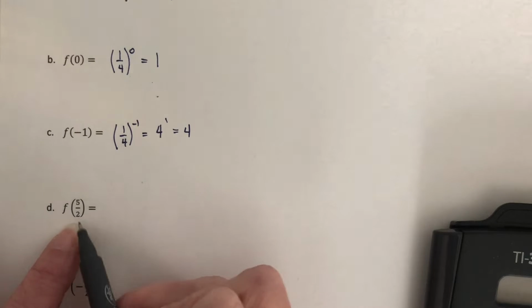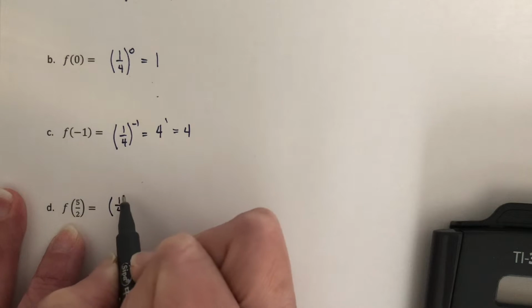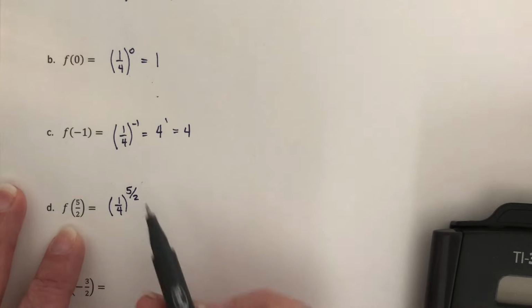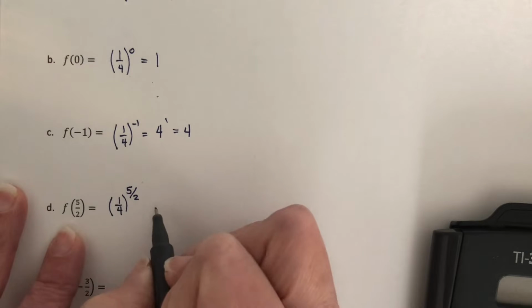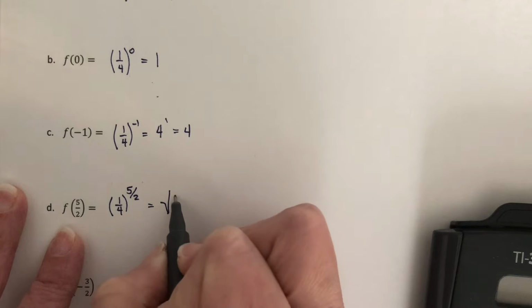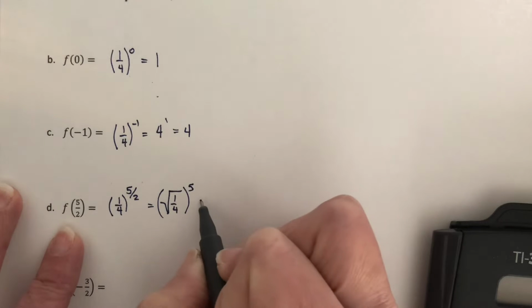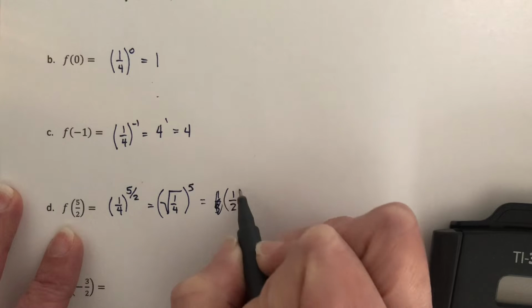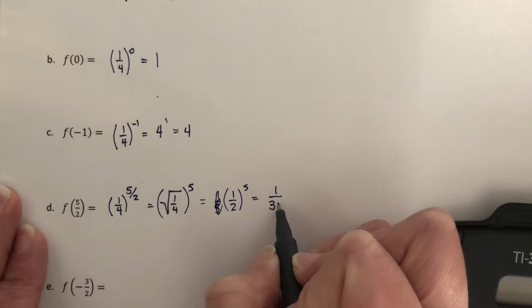F of 5/2. So this is 1/4 to the 5/2 power. Now, to remind you what a fractional exponent is, the denominator is your root, so this is a square root raised to the 5th power. So this is 1/2 raised to the 5th power, which is 1/32.